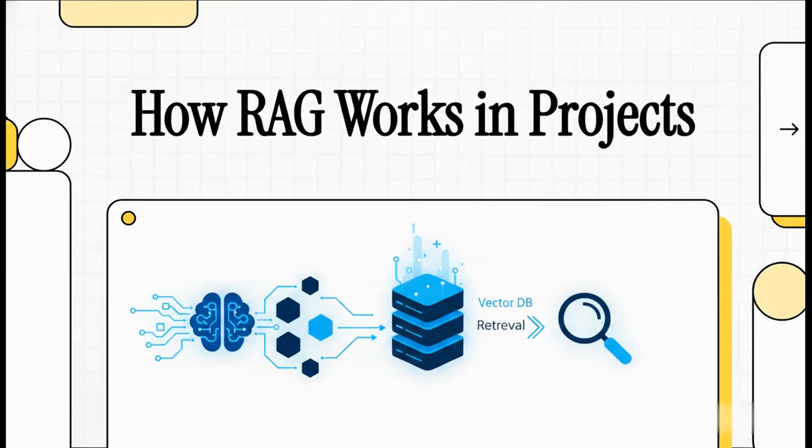Welcome to the Explainer. Today, we are going to get into the nitty-gritty of how AI assistants actually get their real-time smarts. We're breaking down a super powerful framework called Retrieval-Augmented Generation, or RAG, piece by piece.